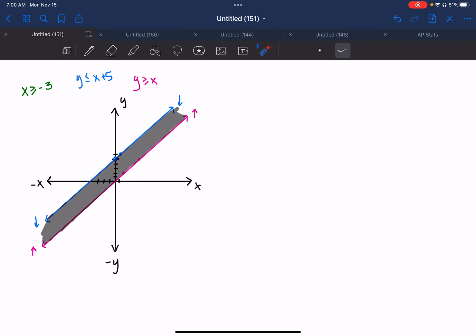So what you're going to do is come here to -3, draw your line in. And the beauty of technology is I can adjust my line even though it wasn't perfect. Now, x is greater than or equal to -3.